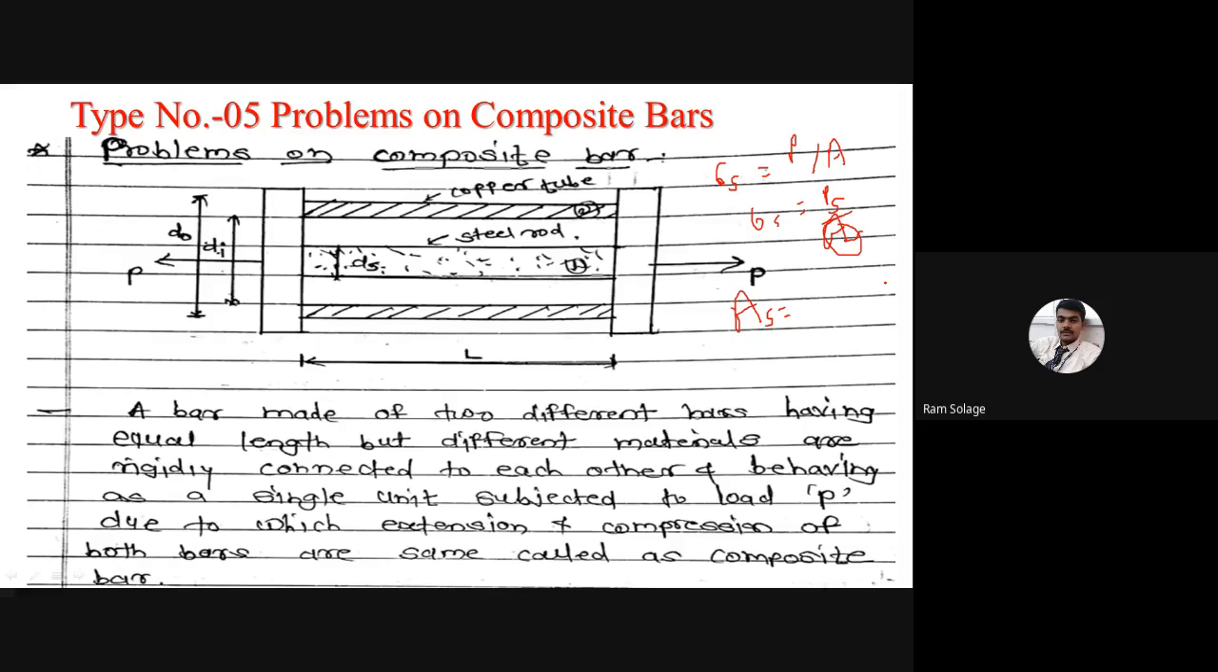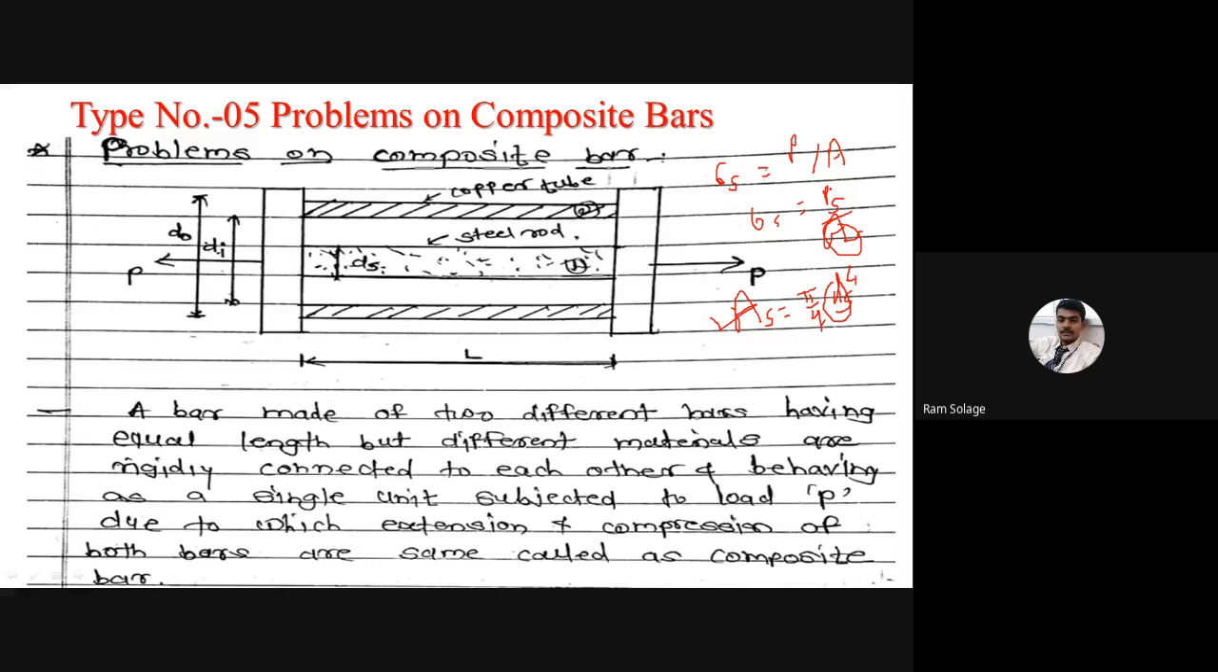AS means area of the steel rod. Correct? How to calculate the area of the steel rod? We are taking a circular steel rod and they are giving the diameter ds. So with the help of pi by 4 into ds squared. Correct. ds is given in the problem, means the diameter of the steel rod is given. So with the help of that diameter, we can calculate the area of the steel rod. Means we will get the value of AS.